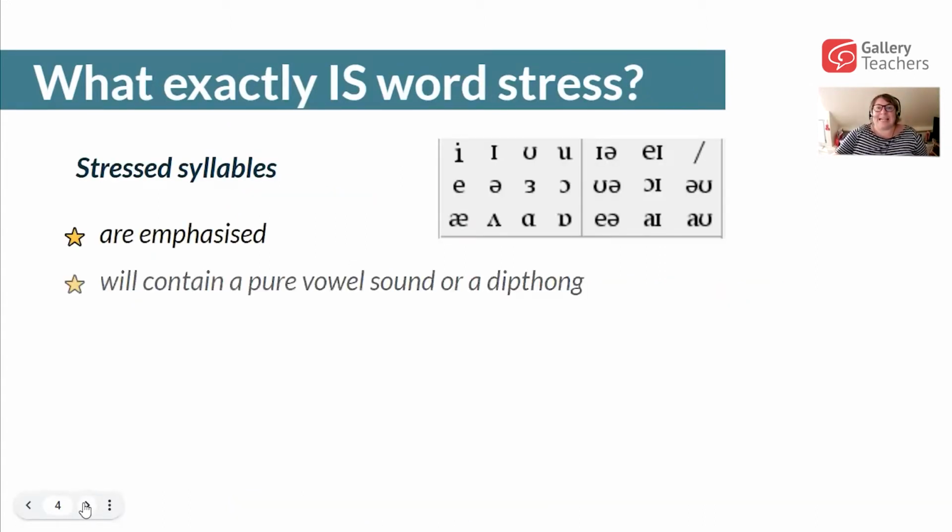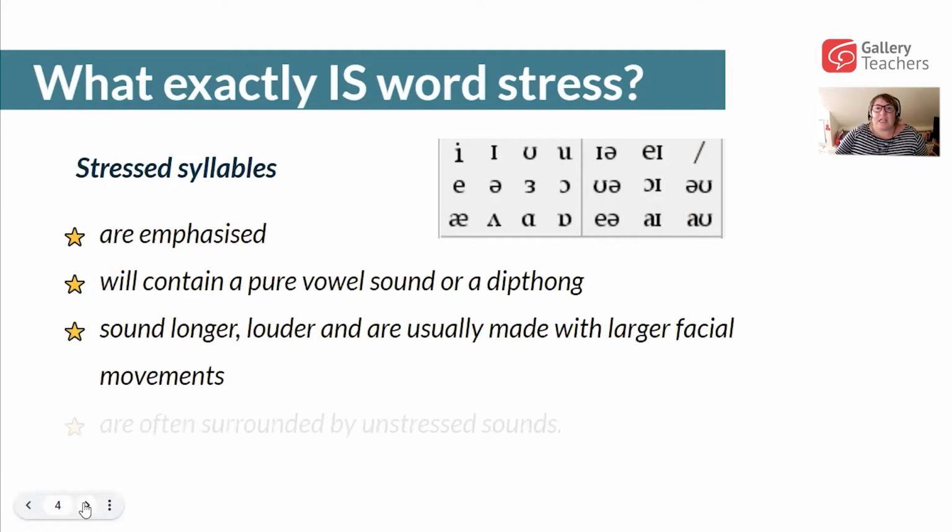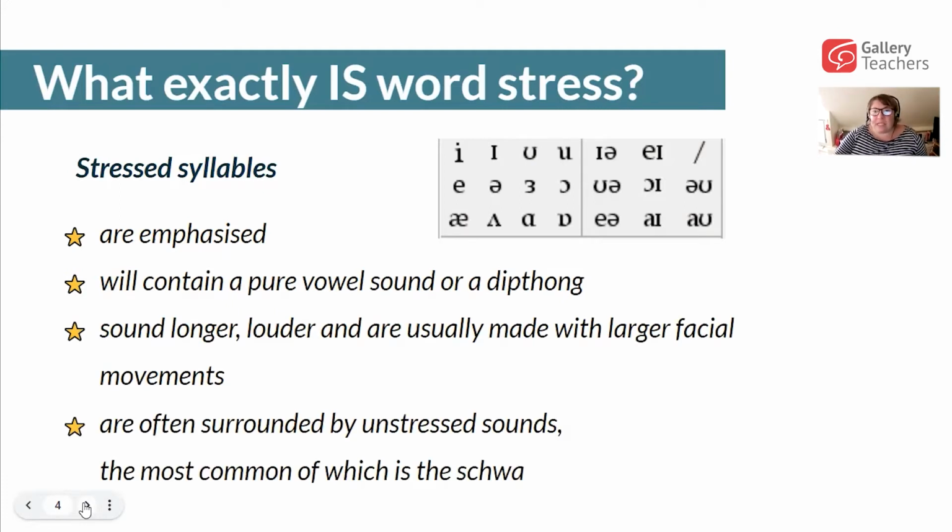Okay, so what exactly is word stress? Word stress is where we emphasize a particular sound, and the sound that we're emphasizing is normally a pure vowel sound or a diphthong. Those of you who are familiar with the IPA, the International Phonemic Alphabet, will recognize the diphthongs, the short and long vowel sounds just here. When we're making those sounds, normally this requires more effort from our mouth, our jaw, and our facial muscles. So we need to do a bit more with our face when we're making appropriate sounds and showing word stress.